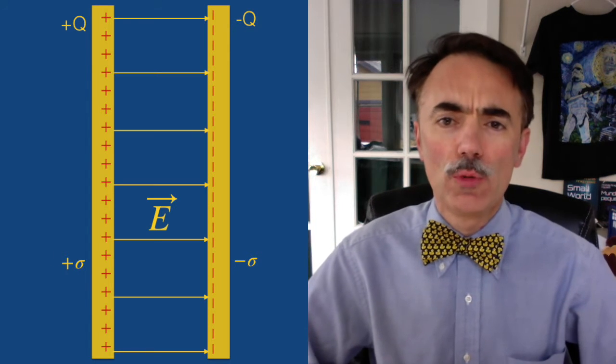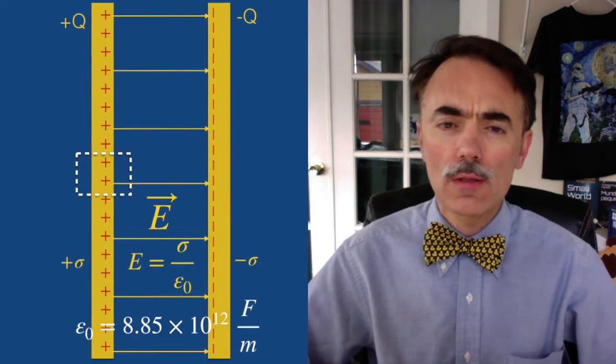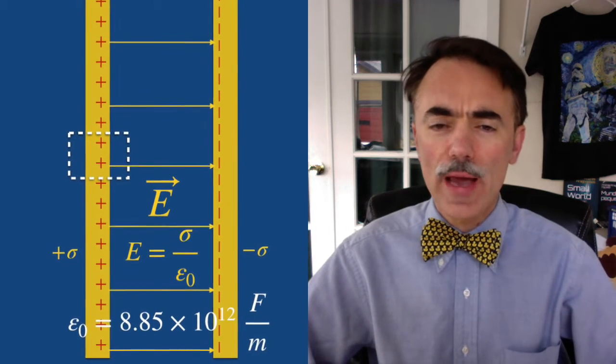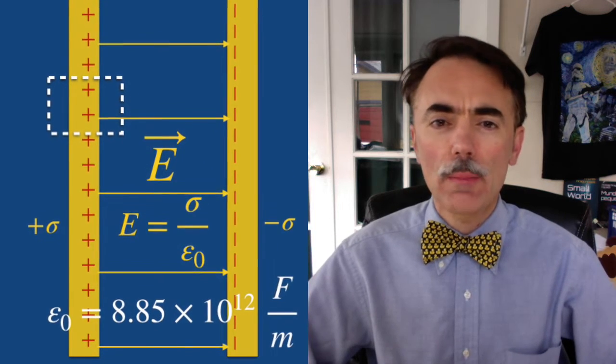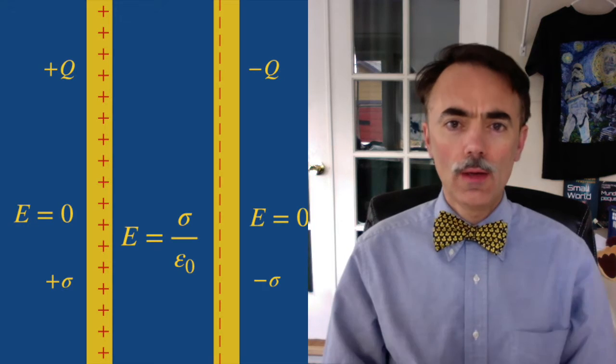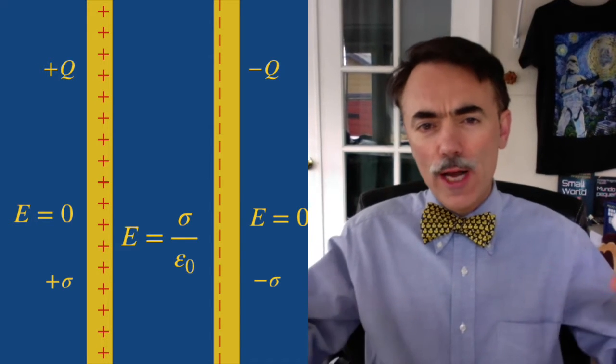The electric field between the plates is sigma over epsilon naught, where epsilon naught is the electric permittivity of vacuum. And the electric field outside the capacitor is zero. This result is valid for two plates that are very close in comparison to the size of the plates. The electric field is constant inside the capacitor. It does not depend on the position if we avoid the far edges.